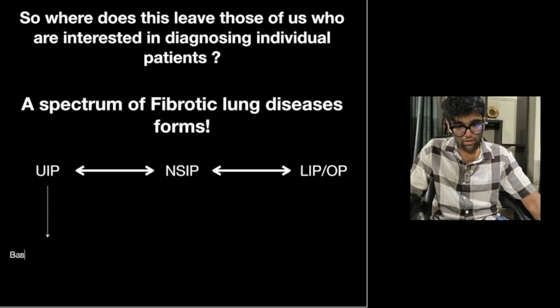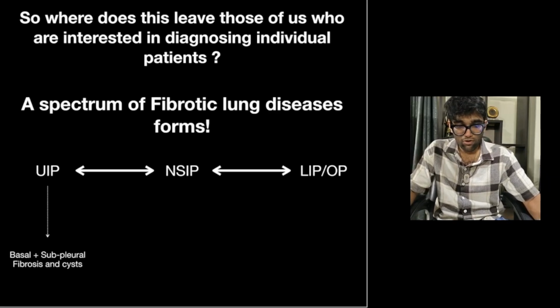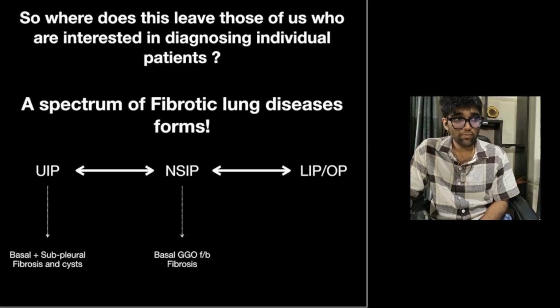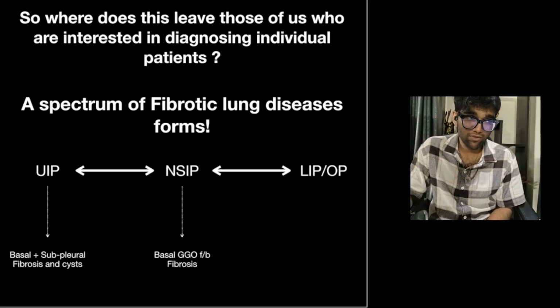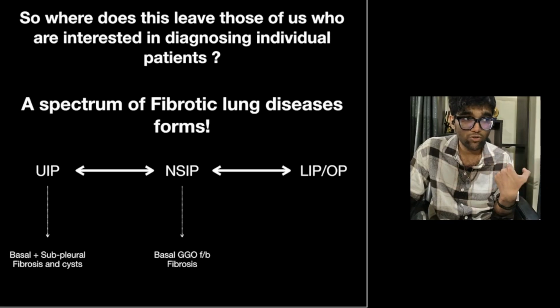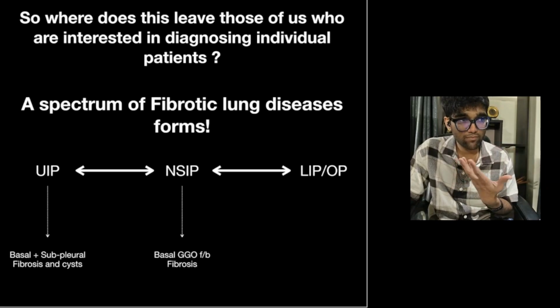Now UIP, as we have just deduced, should show almost always a basal and subpleural fibrosis with or without cyst formation. NSIP can show basal predominance, but initially there will be inflammation, so it will be ground glass opacity, followed by fibrosis. Now subpleural involvement, there is no reason for it to be there. It can be there, but there is no absolute reason for it to be there. So if it is not there, it essentially rules out UIP. It could be NSIP, but it rules out UIP.